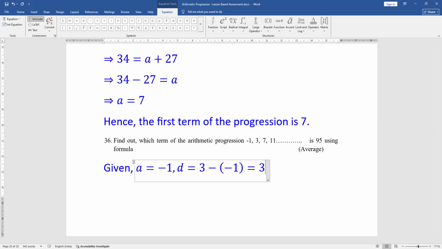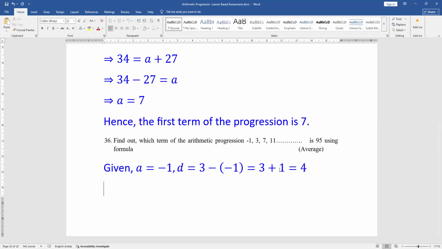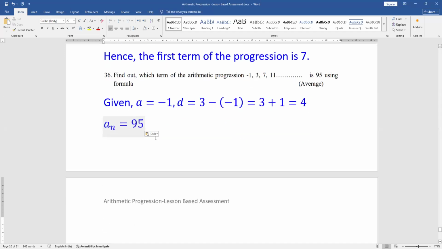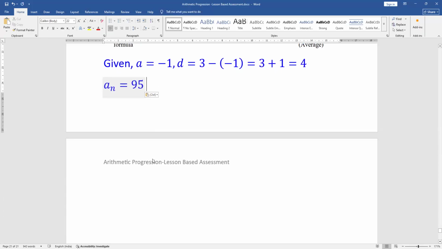So this will be equal to 3 plus 1 because minus times minus. Whenever there is a minus and after that you get a bracket, that is multiplication. Minus is plus. So 3 plus 1 will be equal to 4. Okay. Then what is the next thing we need to find and what we have? They also told which term of the arithmetic progression is 95. That means I need to take an as 95. So I'm going to write an equals 95.